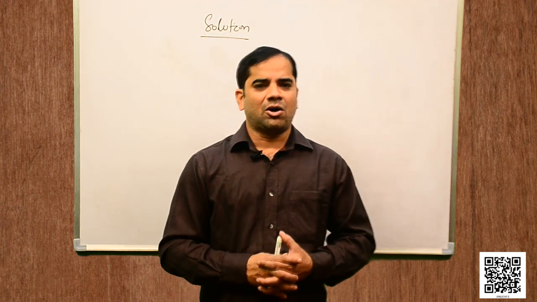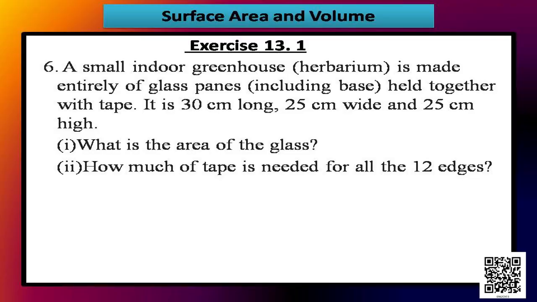Students, let us now solve question number 6. A small indoor greenhouse is made entirely of glass panes, including base, held together with tape. It is 30 centimeter long, 25 centimeter wide and 25 centimeter high. It asks, what is the area of the glass and how much tape is needed for all the 12 edges? So, let us now discuss the solution.